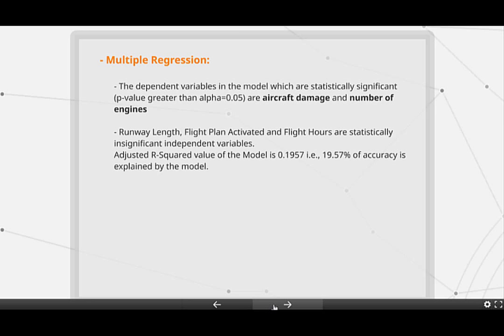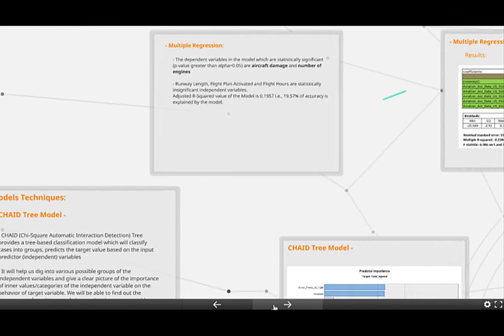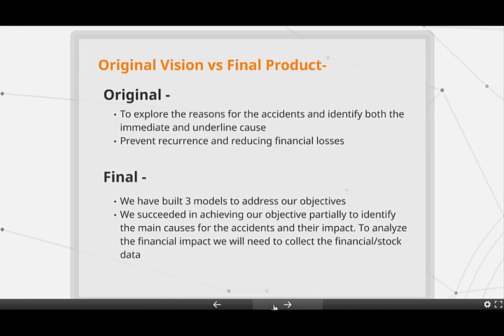Now let us see the original vision of the project and the final product. The original vision of the project was to explore the reasons for the accident and also to identify the underlying causes of the accident. The other objective was to prevent the financial losses to the aviation industry by identifying the causes and also to prevent the reoccurrence of these accidents.